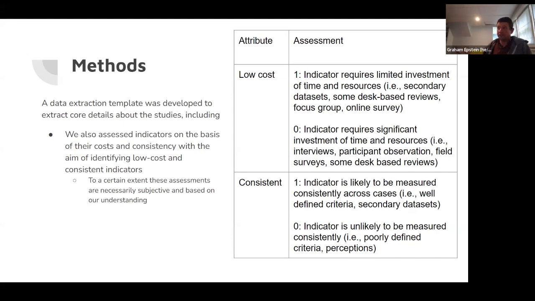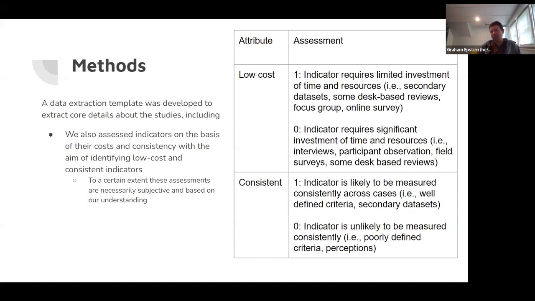The two factors that we looked at were low cost, and this is a subjective assessment. We certainly have criteria upon which we made these assessments, but it is subjective at the end of the day. Indicators were deemed low cost if they required limited investment of time and resources. So these would be things like using secondary data sets if they were available. If you have an Excel sheet online that you can download this data from for your indicator assessment, that's relatively low cost, as are things like a one-day focus group or an online survey like the Integrated Water Resource Management Survey that's distributed.